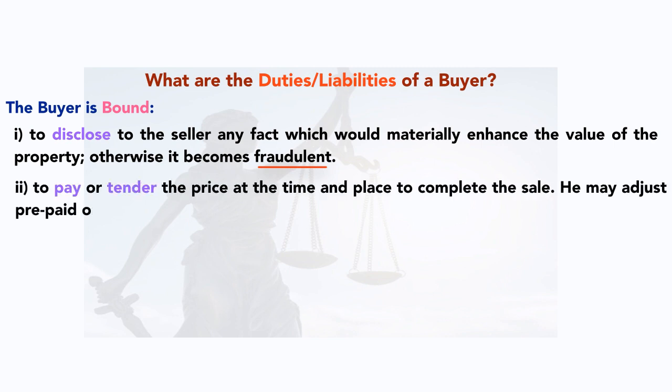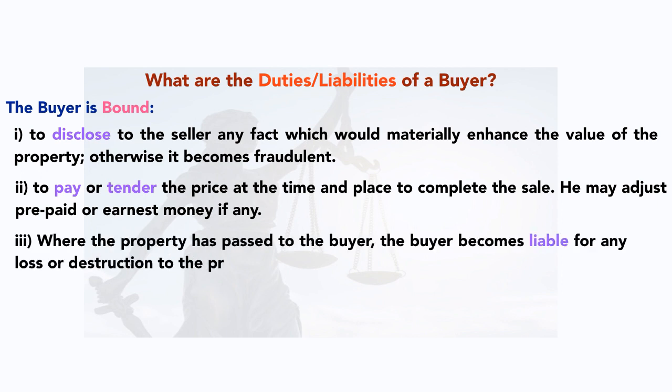Next one is to pay or tender the price at the time and place to complete the sale. He may adjust prepaid or earnest money if any. It is saying that whatever price was discussed and agreed upon, he is liable to pay that. And at the same time, when the property has passed to the buyer, the buyer becomes liable for any loss or destruction to the property. So once you have given the possession along with all the documents, then whatever happens with that property, any loss of such type, it is the buyer who is responsible for this.